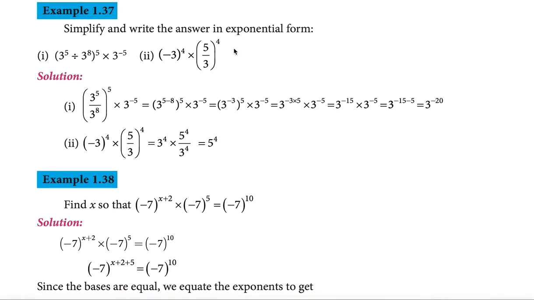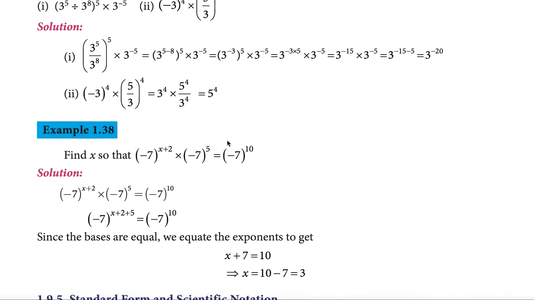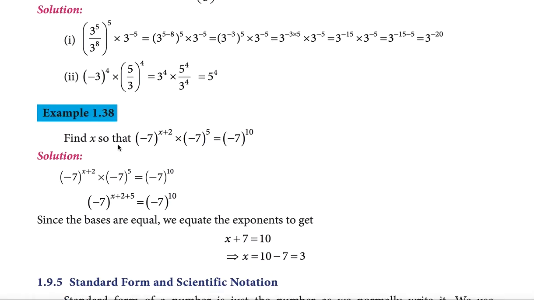Simplify and write the answer in exponential form. First simplify it. 25. 5 minus 8 is 3. Minus 3. Minus 15. Minus 5. 3 power minus 20. This is 3 power 4. 3 power 4 will get cancelled out. 5 power 4. Find x so that this is equal to 10. That means x plus 7 is 10. X equal to 10 minus 7, 3.